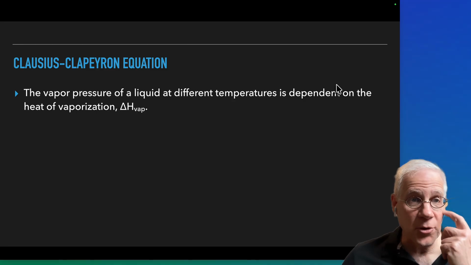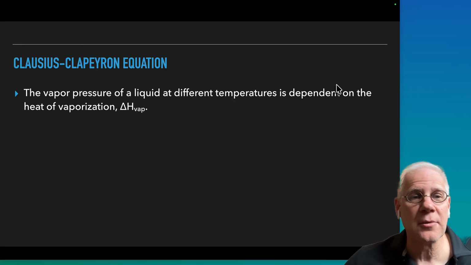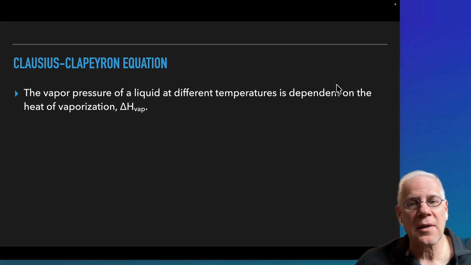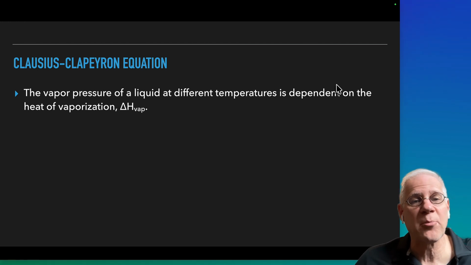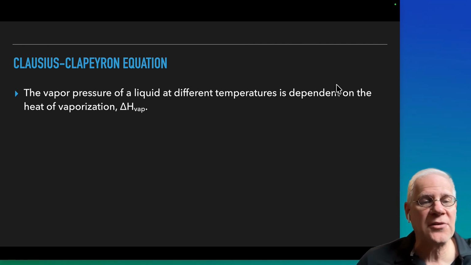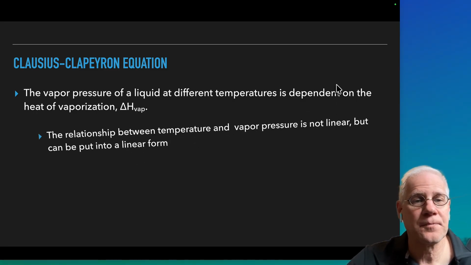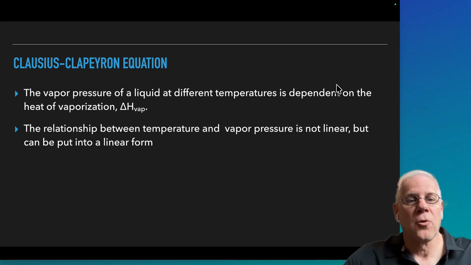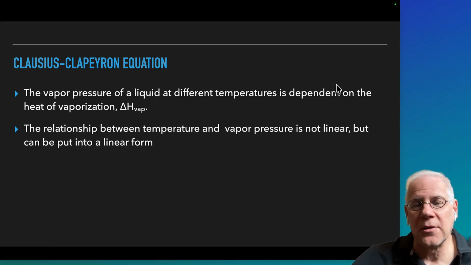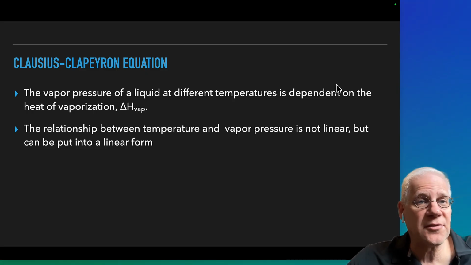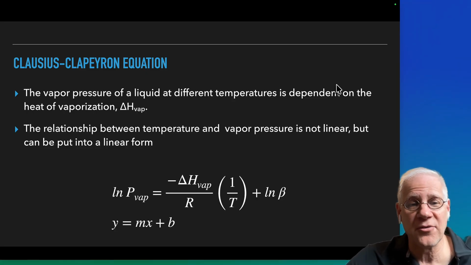So I mentioned at the start that we were going to look at something called the Clausius-Clapeyron equation. What the Clausius-Clapeyron equation does is it allows us to see how the vapor pressure of a liquid will change based on the heat of vaporization and different temperatures. If we look at the equation, it's not going to be a very nice equation because it's not linear. However, we are going to be able to put it into a linear form, which means that we can graph things, plot, and find some other values if we need.